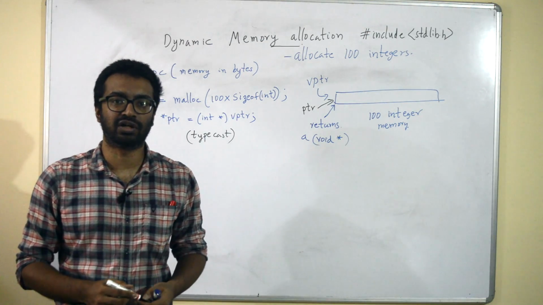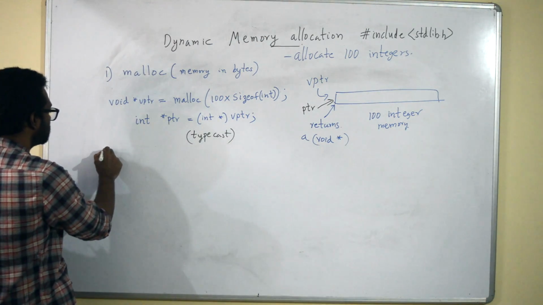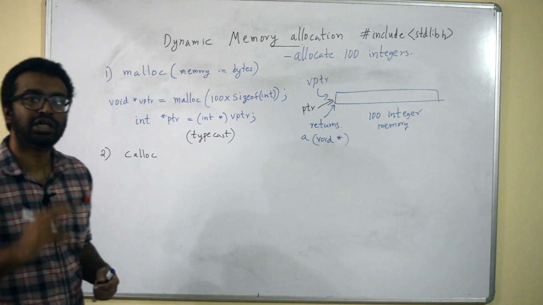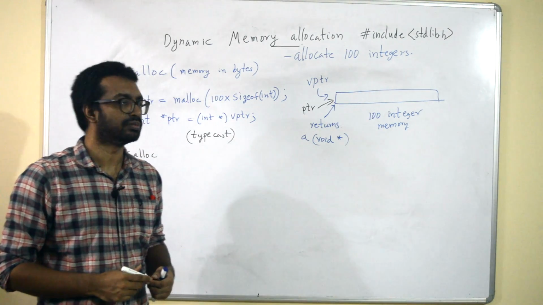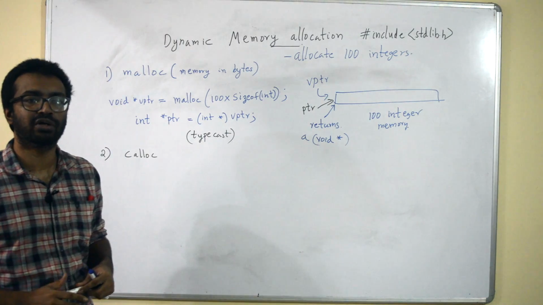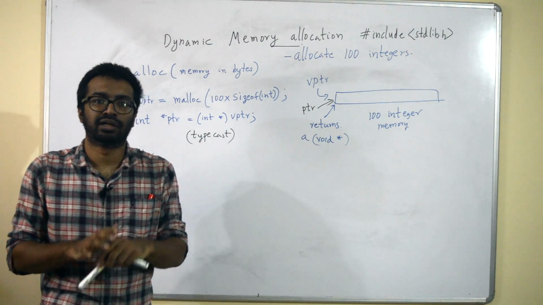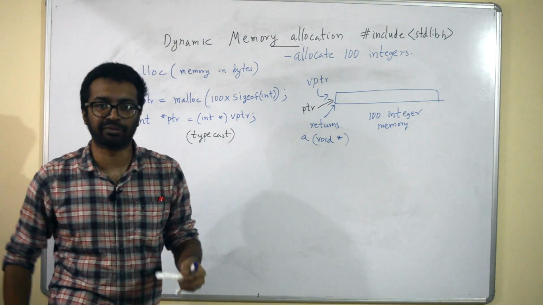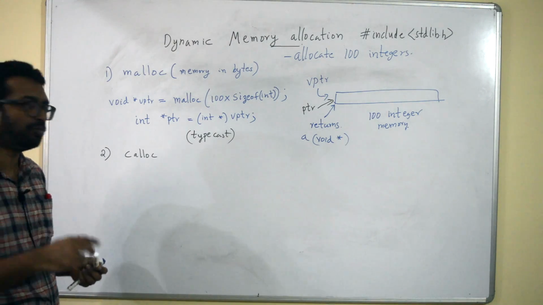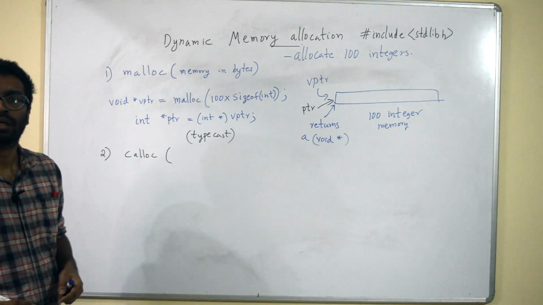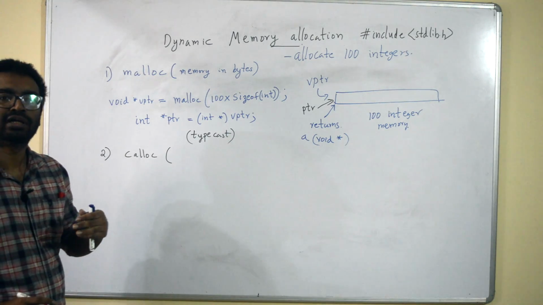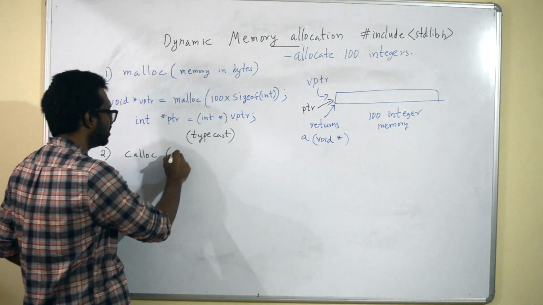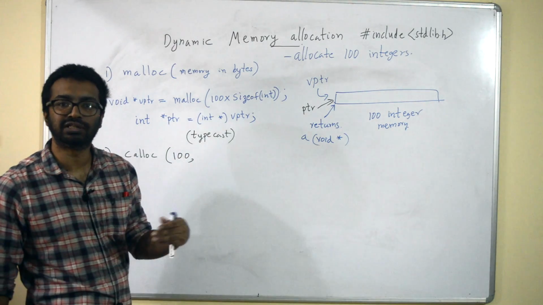Next function we are interested in is called calloc. Okay. So calloc takes two parameters. Calloc is going to look almost similar to malloc. It's also going to allocate some block of memory, but it allocates in a different manner. That's all. So calloc takes two parameters. First is how many elements do we want? So we want 100 integers. So how many such things do we want? So we pass in 100.